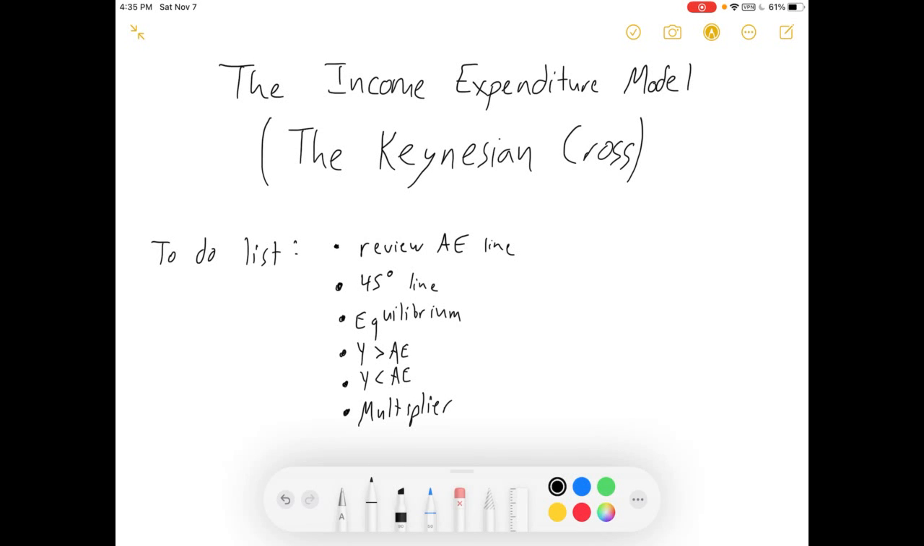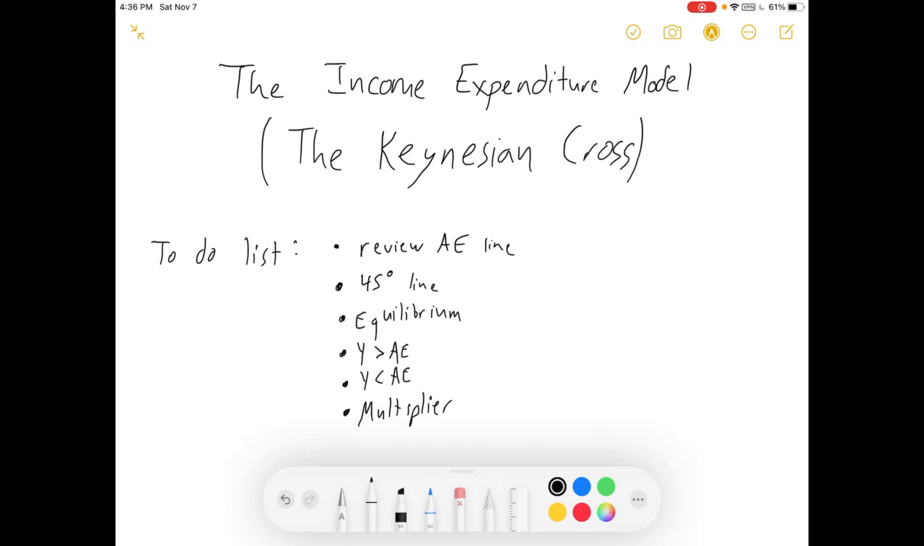Hey guys, welcome to part 1 of my income expenditure model, or the Keynesian Cross diagram. In this one I'm going to build on my last video where I introduced the aggregate expenditure line, and we're going to talk about equilibrium and what happens when we're out of equilibrium in this model. In my next video I'll show you how to use this model to create an aggregate demand curve.